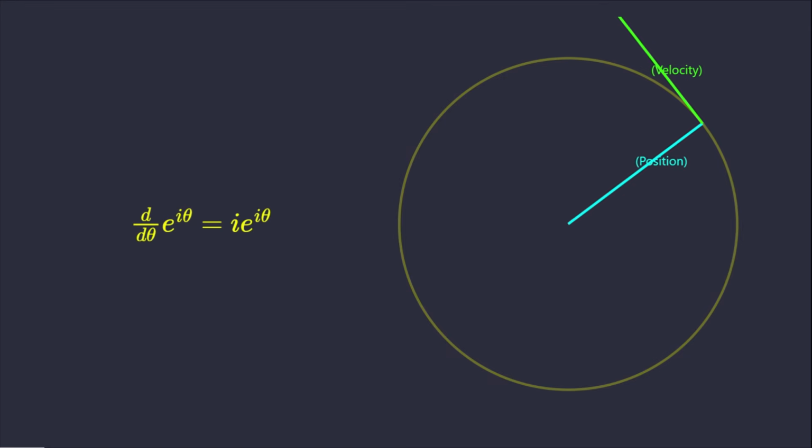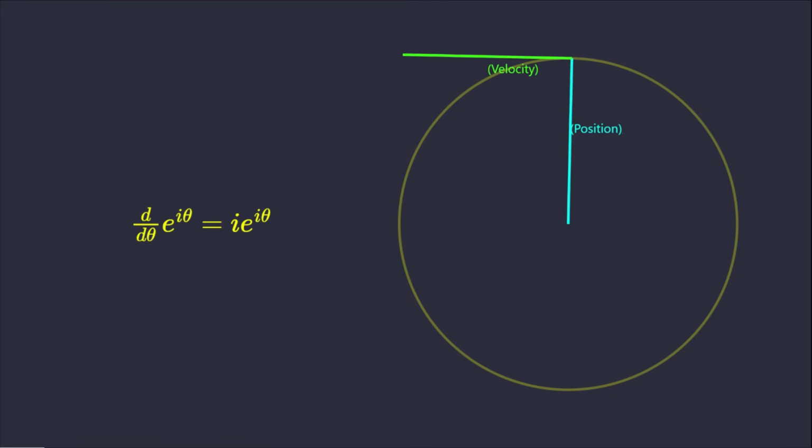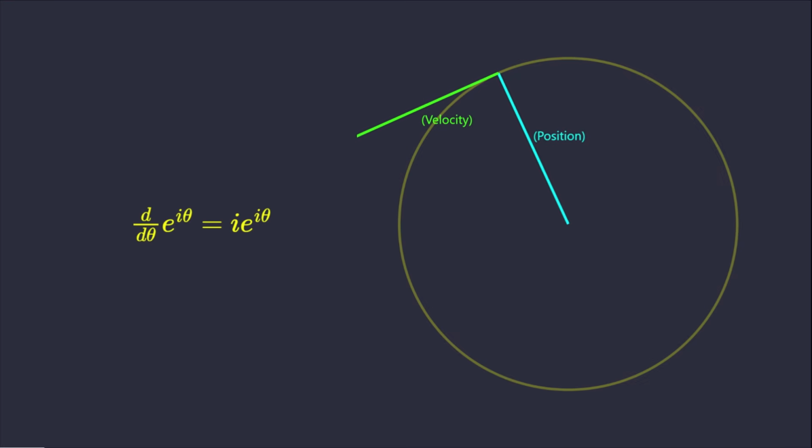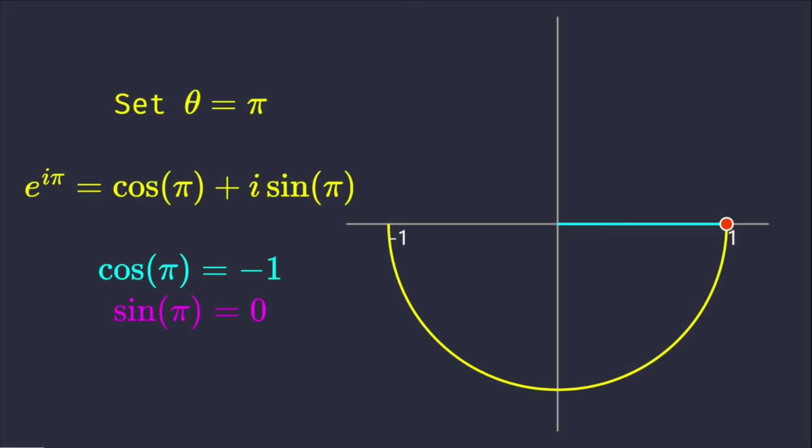The derivative of the complex exponential with respect to theta confirms the rotational motion. The derivative of e to the power of i times theta is i times e to the power of i times theta. Multiplying a complex number by i corresponds to a 90-degree counterclockwise rotation. This means the velocity vector, the derivative, is always perpendicular to the position vector, e to the power of i times theta. This perpendicularity is the defining characteristic of uniform circular motion. The instantaneous rate of change is always tangential to the unit circle, maintaining the constant radius of 1, demonstrating the fundamental link between calculus and complex rotation.